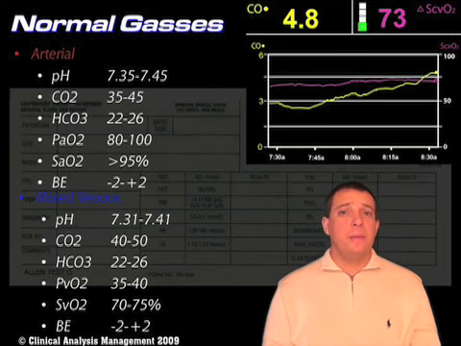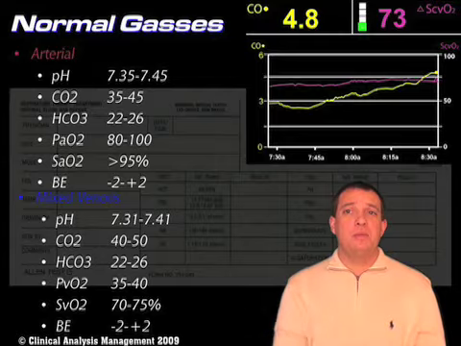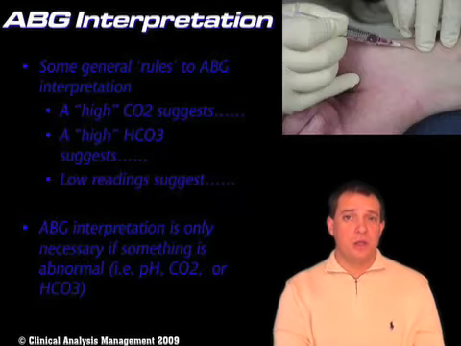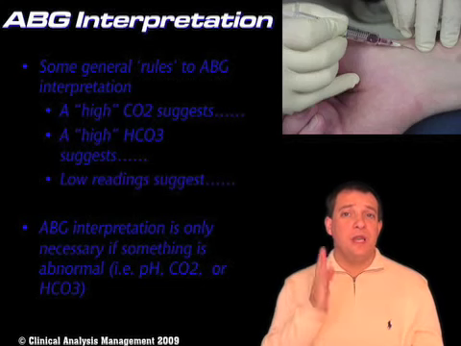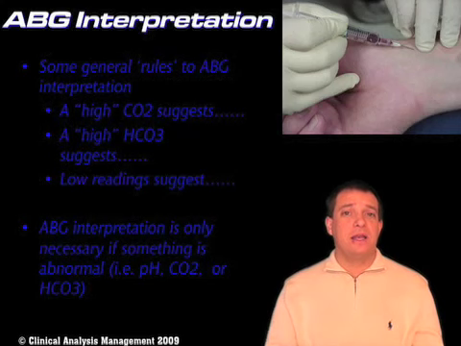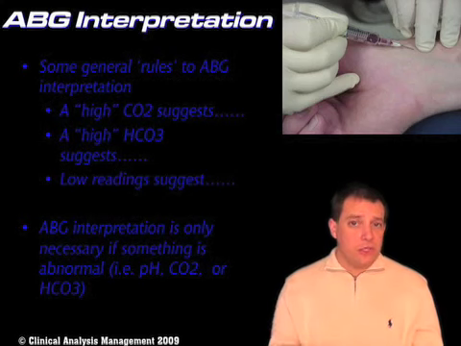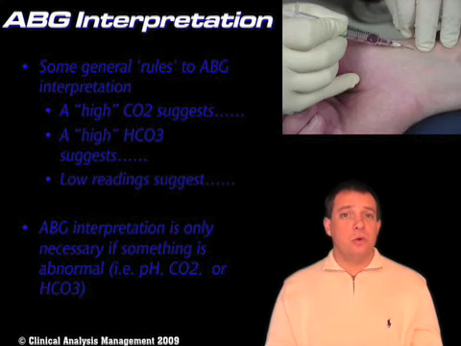Okay, so when we're going to actually interpret an ABG, remember there are some general rules to ABG interpretation. Remember that when we have a high CO2, we need to think acid. While CO2 is not directly an acid, you can basically think of it as an acid. So a high CO2 would suggest acidosis. A low CO2 would suggest alkalosis.